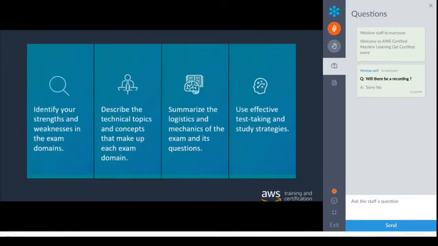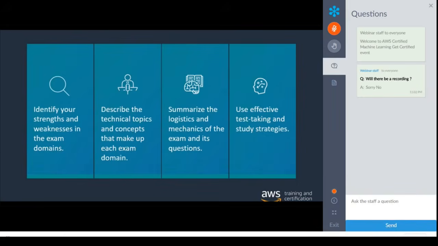So yeah, you're going to be able to identify your strengths and weaknesses across the 4 exam domains. You'll be able to describe the technical concepts and topics that make up each exam domain, so at least you know what's in each of these 4 domains. You should understand generally what the exam looks like. So we're talking about the mechanics, right? Like when you show up, what does a multiple choice question look like?